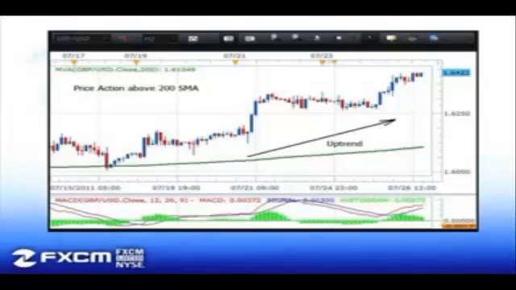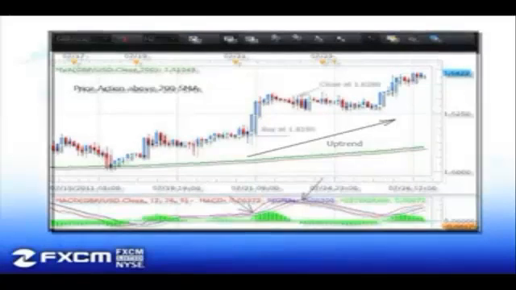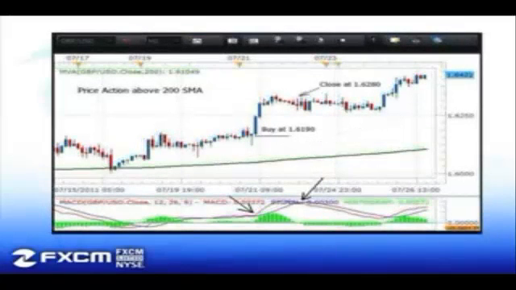And in an uptrend, what we want to do is our buying signal is going to be triggered when the MACD line, the red one, crosses above the signal line. That shows bullish momentum, upside momentum, is pushing this pair to the upside. Price action is above the 200 period moving average. And here we've got the MACD line crossing above the signal line, right where that arrow is.